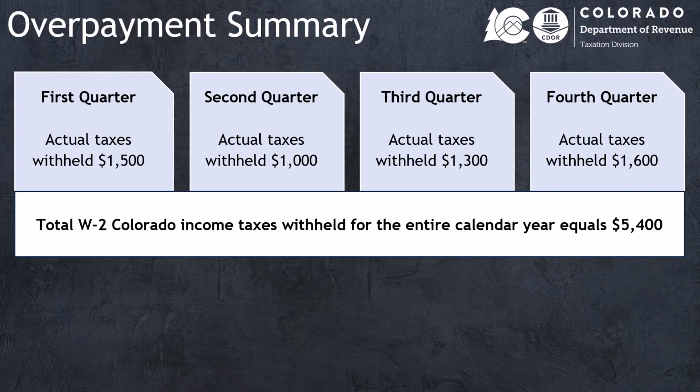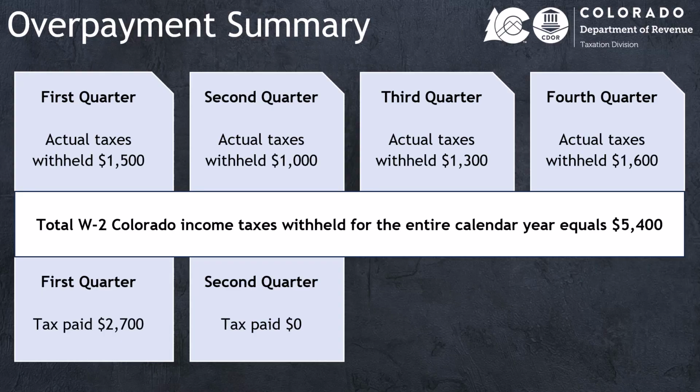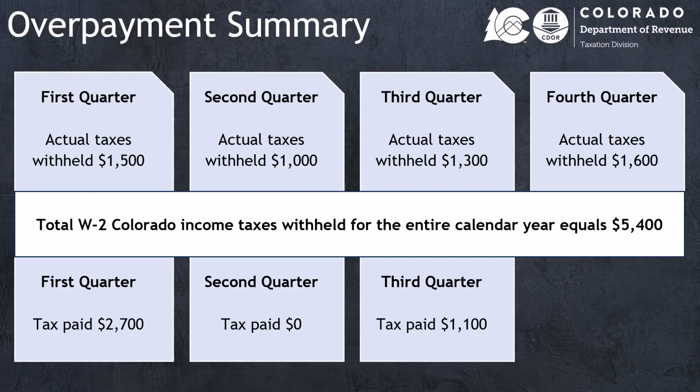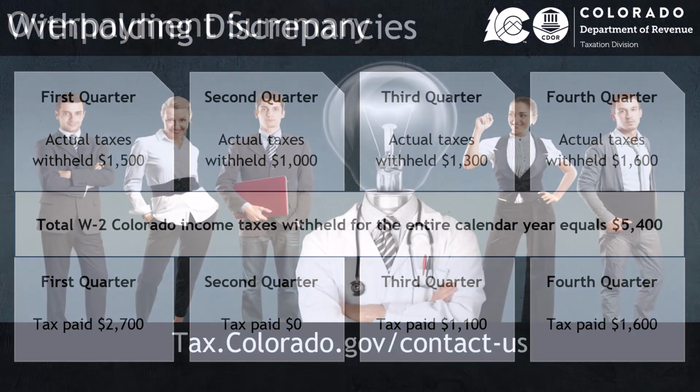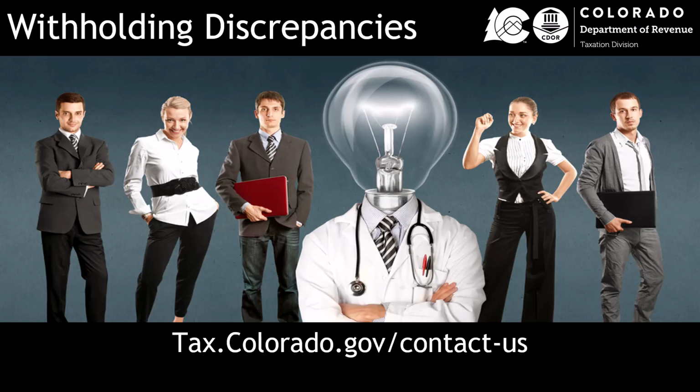$5,400. Ideally, the payments would have matched the actual taxes withheld each quarter. But because of the first quarter overpayment, the employer had to make some adjustments. Even so, the payments of $2,700 to the first quarter, $0 to the second, $1,100 to the third, and $1,600 to the fourth still totals $5,400. While we've covered a few methods to account for over- and underpayments using Form DR 1094, we cannot address every possible situation. To resolve withholding account discrepancies, contact Taxpayer Services as soon as possible.